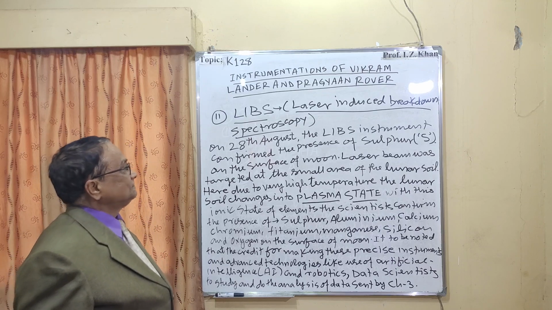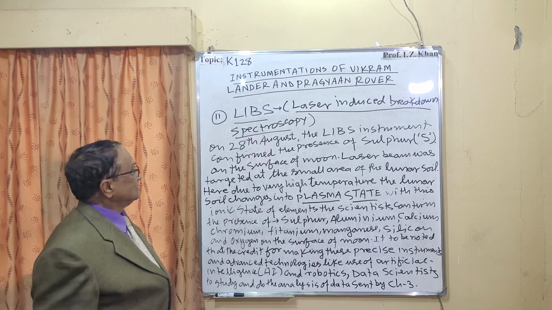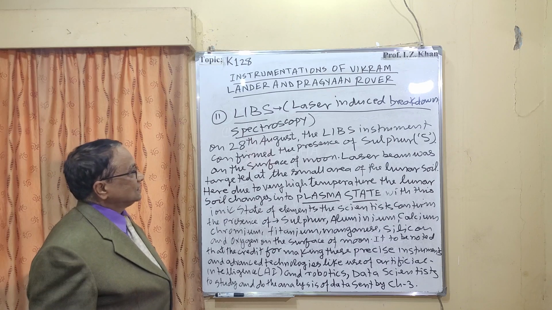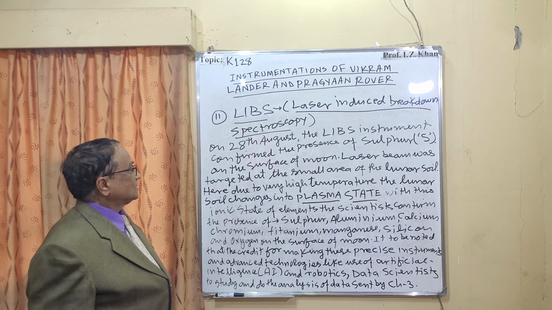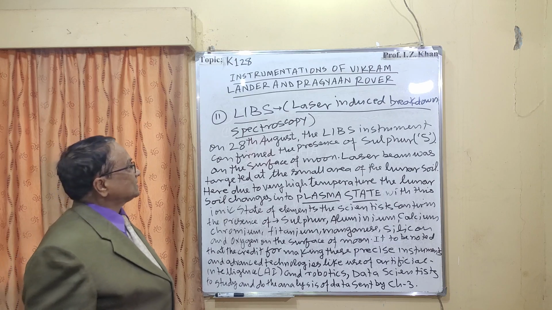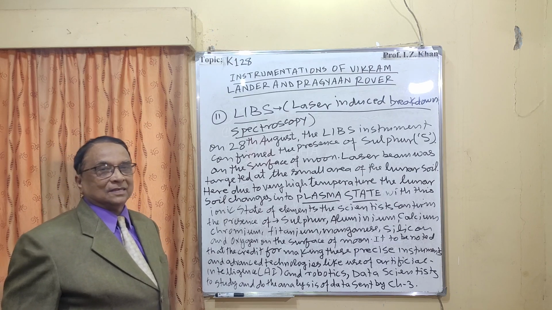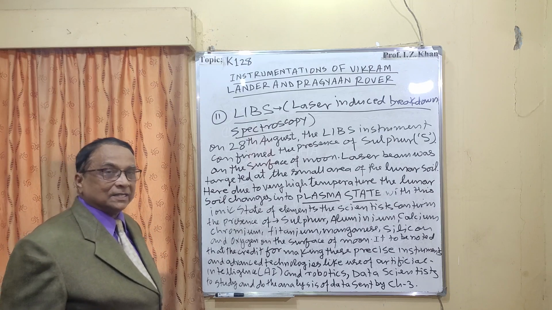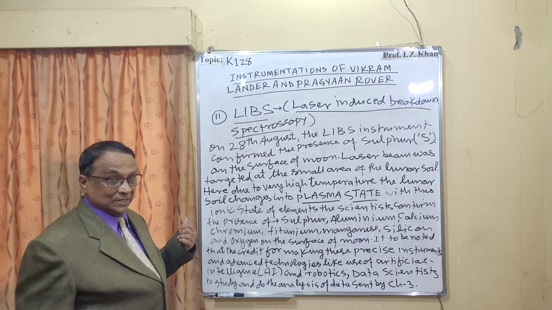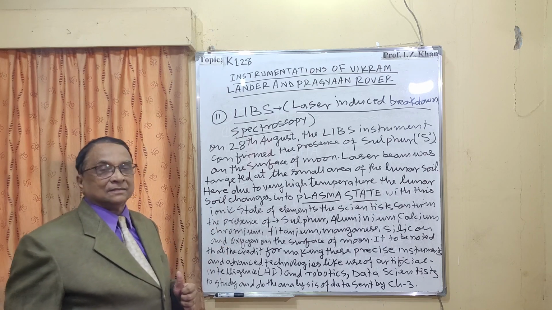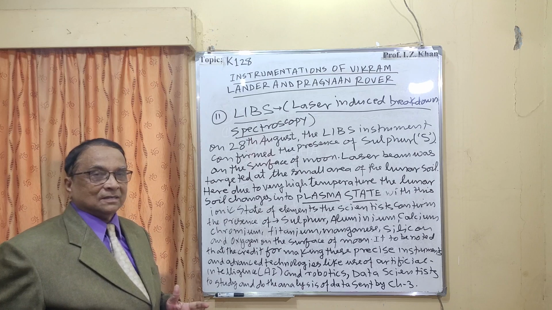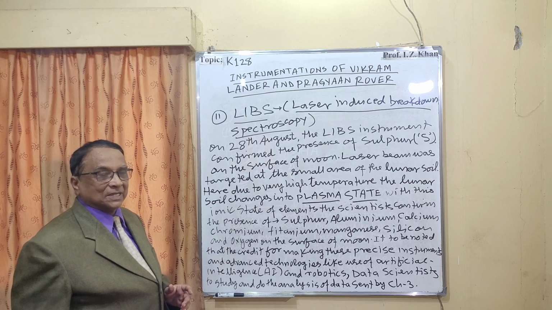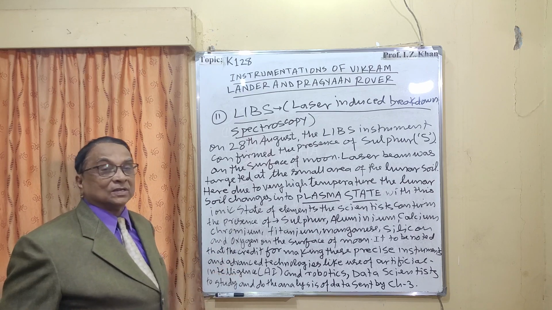On 28 August, the LIBS instrument confirmed the presence of sulfur, S, on the surface of the moon. Actually, on the 28th they reported it first, because the sulfur was first confirmed as it was in large quantity, and I have already given that in a previous lecture. That gives the indication that there may have been a lot of volcanic eruption and some cosmic eruption. That's why a large quantity of sulfur is there.